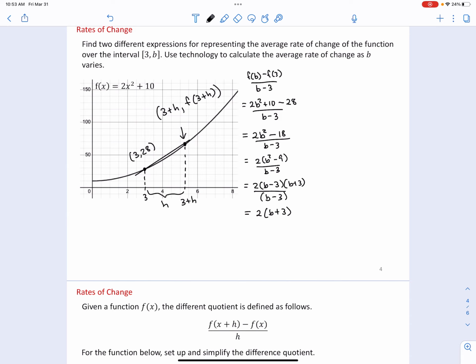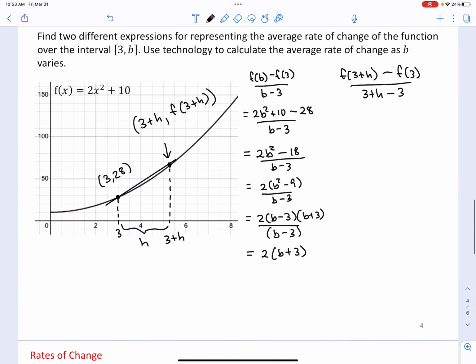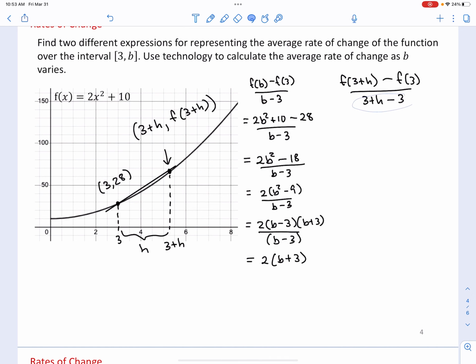Okay, for our second approach here, I'm going to calculate the slope by doing f of 3 plus h, that's the second y coordinate, minus f of 3, which is the first y coordinate, so it's y2 minus y1, all over the change in the x coordinates. So 3 plus h is the second x coordinate minus 3, that's the first x coordinate. Now we're going to manipulate this expression. Notice down here that the 3's will cancel, leaving just an h, and then the other thing we need to do is calculate what f of 3 plus h is.